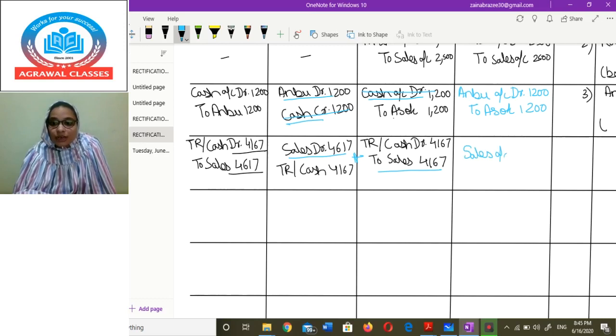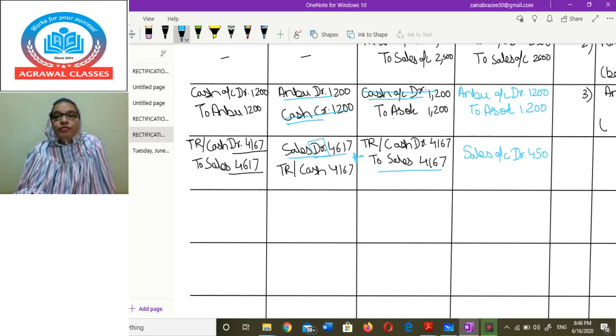But now the question comes, will 450 be debited or credited? The answer is debit. Why? Because debit का total is more. डेबिट का टोटल ज्यादा इसलिए आप सेल्स को डेबिट करोगे. अगर क्रेडिट का टोटल ज्यादा होता तो आप क्रेडिट करते. सेल्स डेबिट हो जाएगा 450 से.